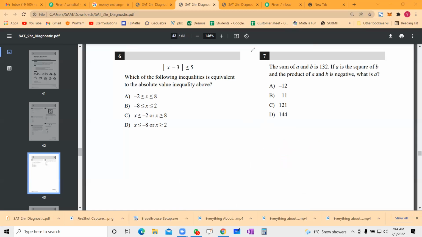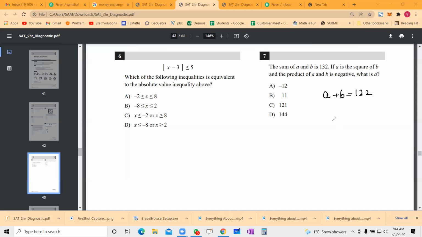Question number 6, option A is the right answer. We'll go for 7. Can you read it? The sum of A and B is 132. We'll always try to convert the verbal sentence to a mathematical sentence and write it down. So A plus B equals 132.